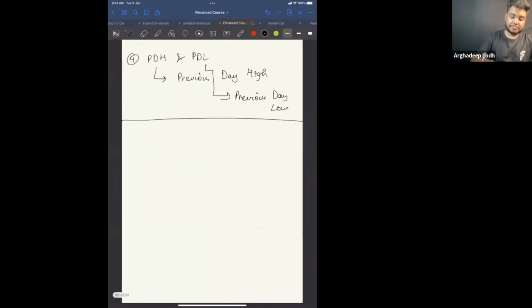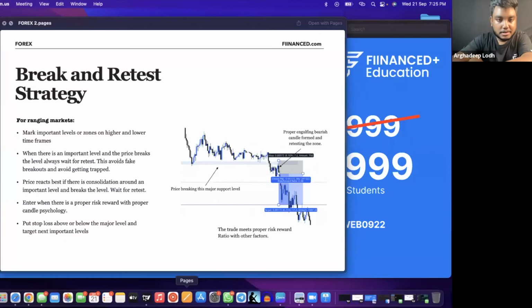Now, at the end, just show a live example of that chart. Yeah, of course. I thought after that I will show you, but no problem. It's fine. You carry on. No, it's not an issue.